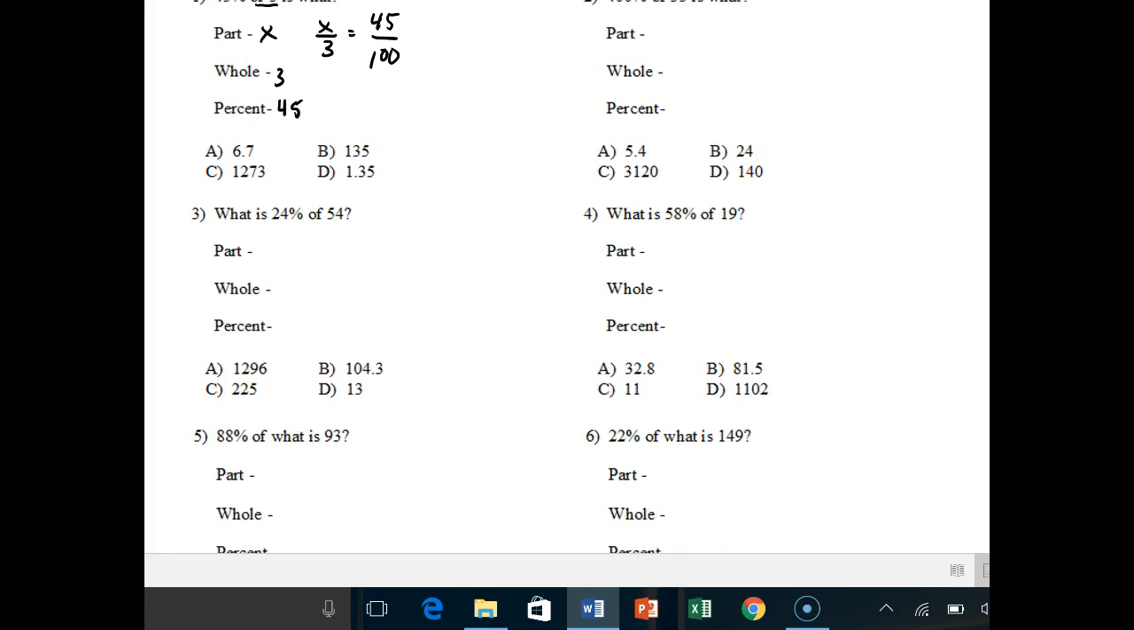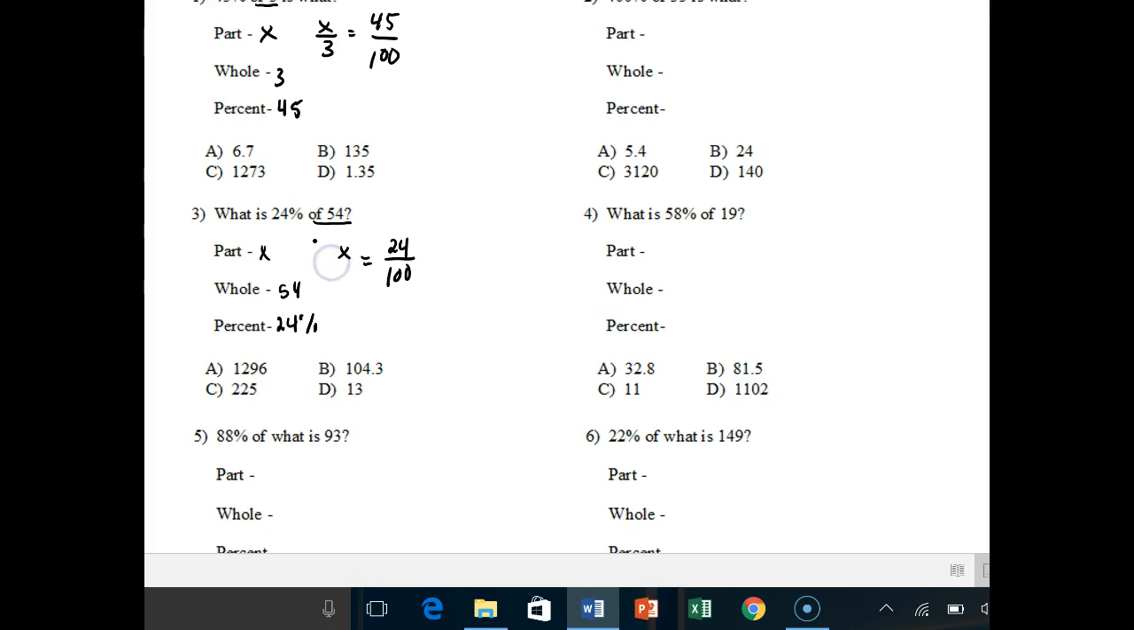Number 3, what is 24% of 54? So we have the 24%, we have the of 54, and then we don't have our part, so x. So x over 54 equals 24 over 100. Sorry, this is a 54 in case you can tell.